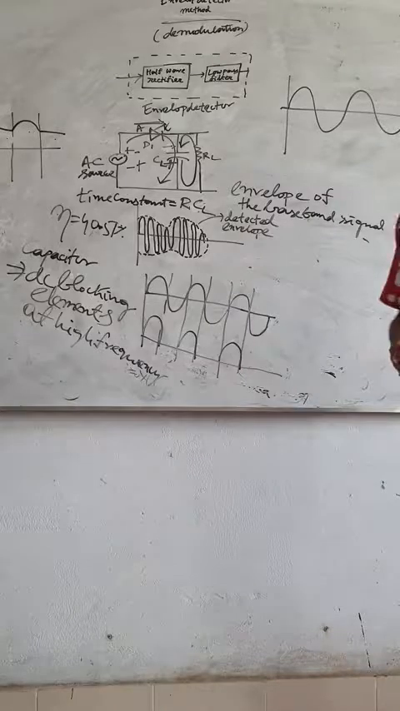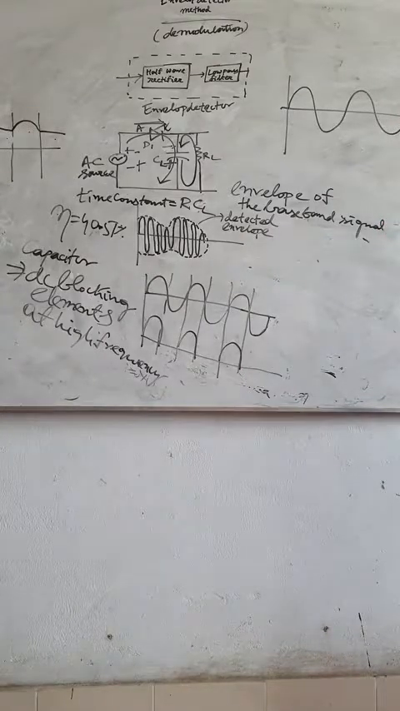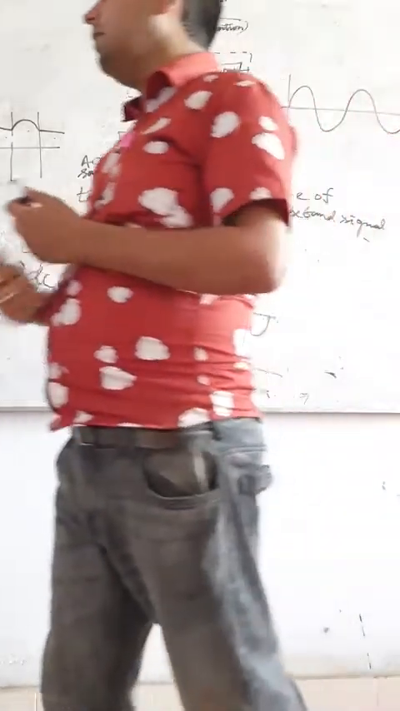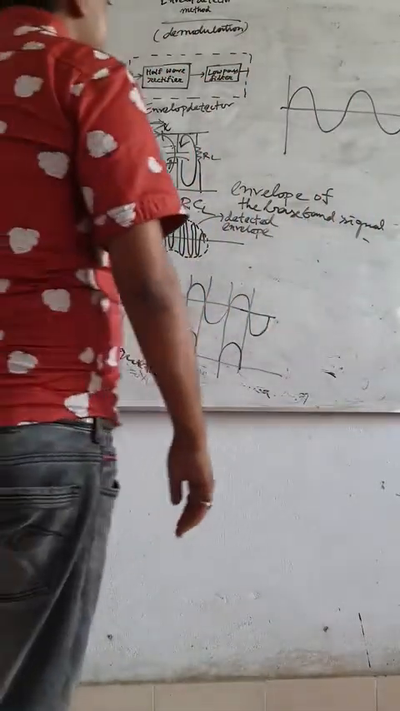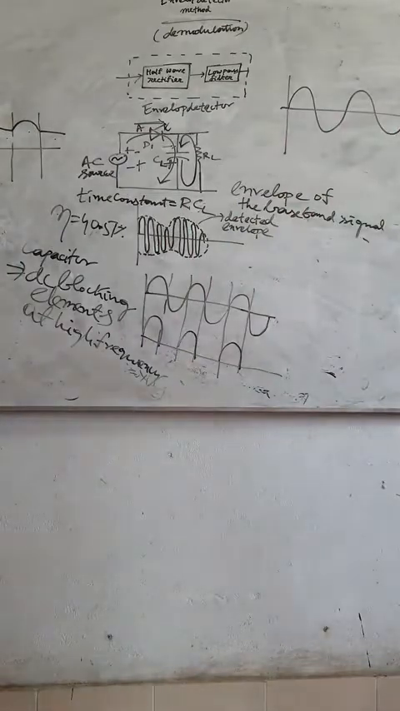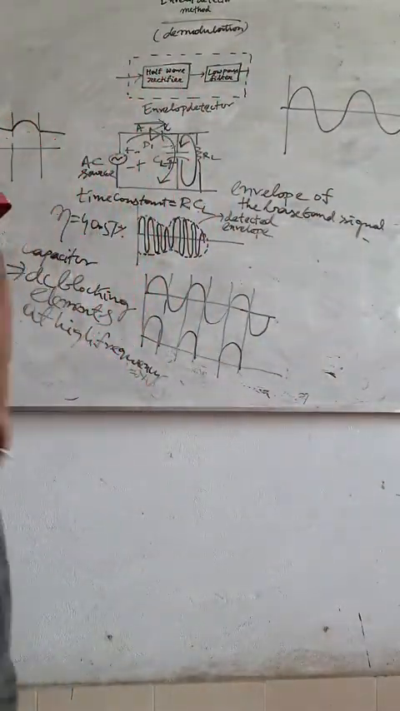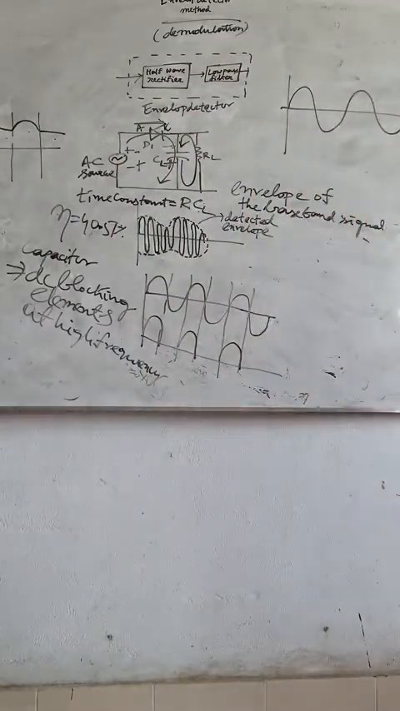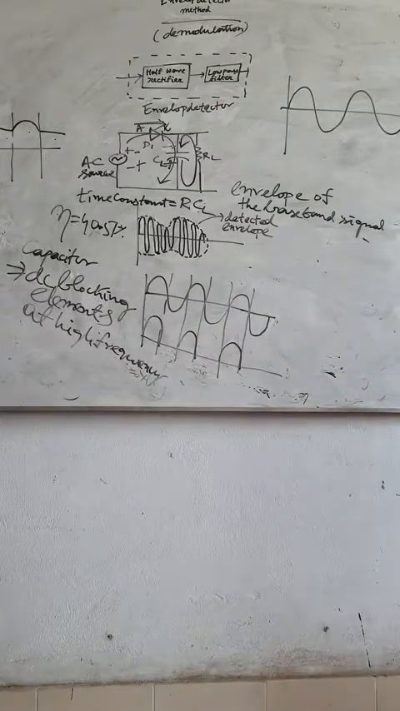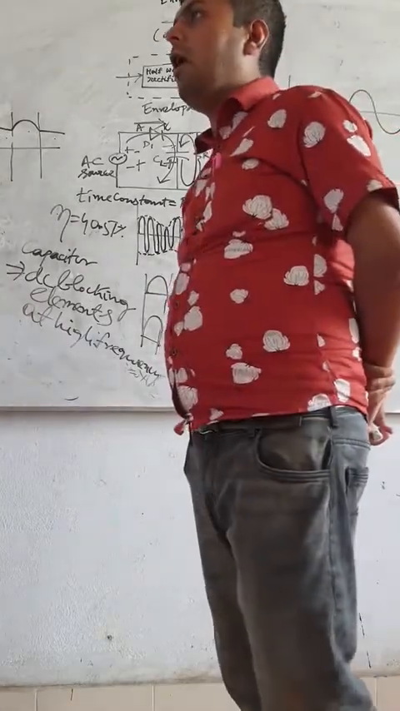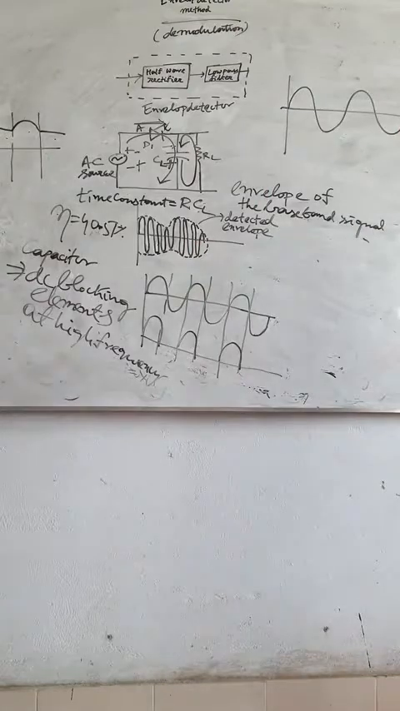So in tomorrow's class we will study the VSB filter and the VSB modulation technique, that is the vestigial sideband modulation technique, which is very important. We will study the advantages and disadvantages of vestigial sideband modulation, and we will also study the balanced modulator. Sometimes it is called a product modulator. We will study the internal circuit of the balanced modulator so that we can learn the process of modulation, how the modulation is happening.